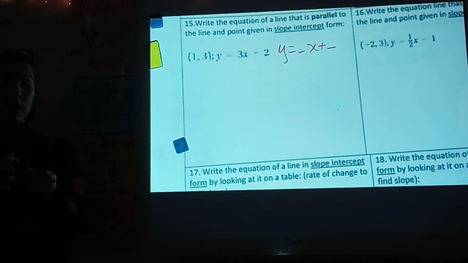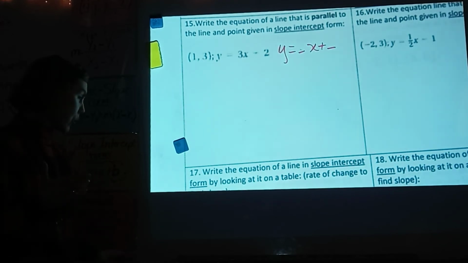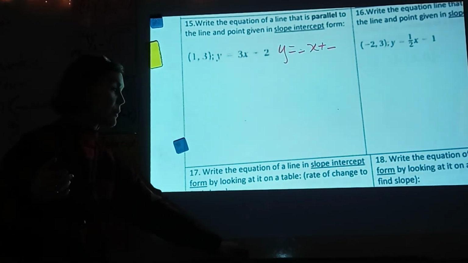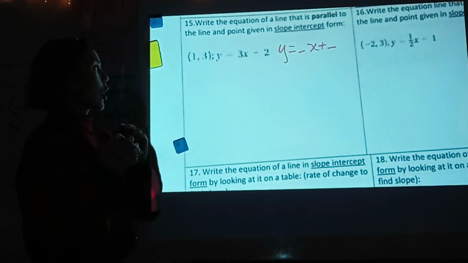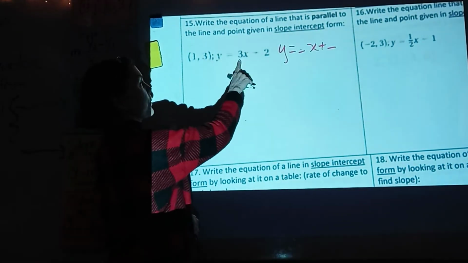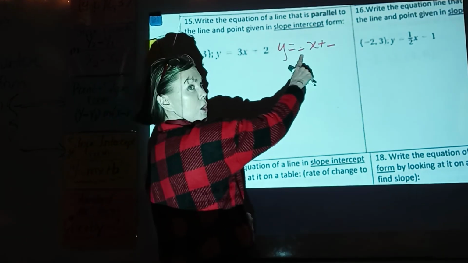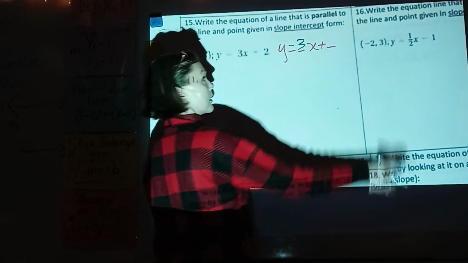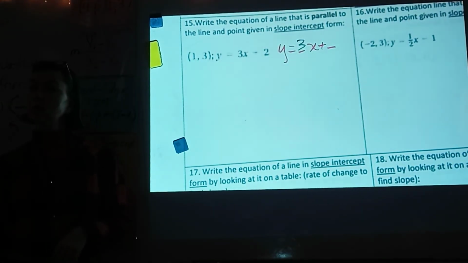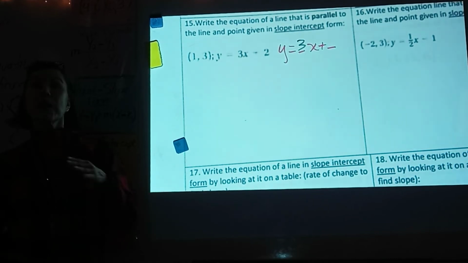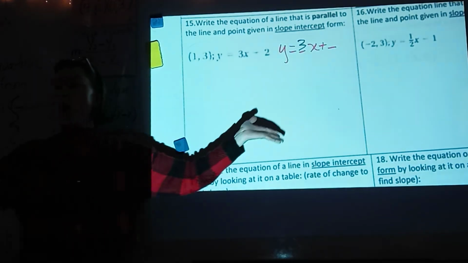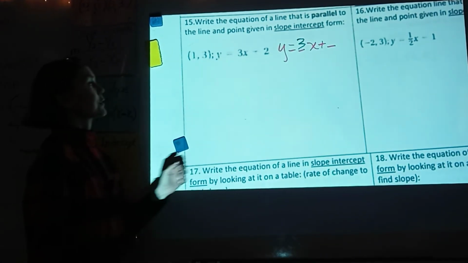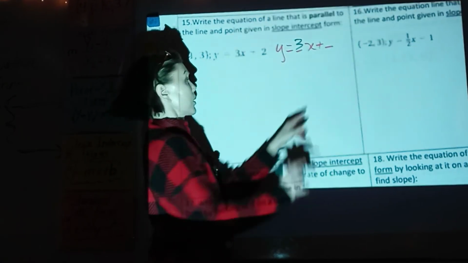Well, what did we just say about parallel lines? Parallel lines have what? The same slope. Fabulous, my diamond. So we're going to put the slope. What is the slope of this equation? 3. What is the slope that goes here? 3. Because parallel lines have the same slope. So just take that slope and put it over there. Halfway done. Now all we have to do is solve for b.